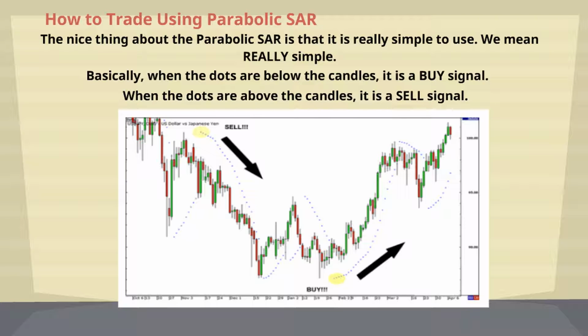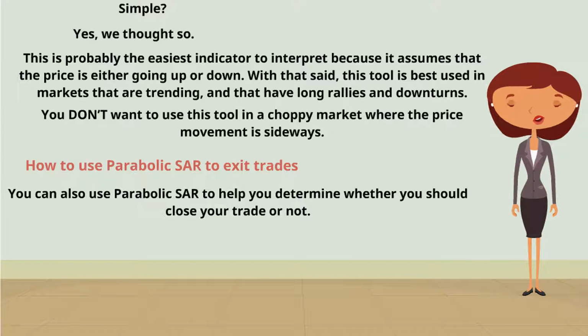The nice thing about the parabolic SAR is that it is really simple to use. We mean really simple. Basically, when the dots are below the candles, it is a buy signal. When the dots are above the candles, it is a sell signal. Simple? Yes, we thought so. This is probably the easiest indicator to interpret because it assumes that the price is either going up or down. With that said, this tool is best used in markets that are trending, and that have long rallies and downturns. You don't want to use this tool in a choppy market where the price movement is sideways.